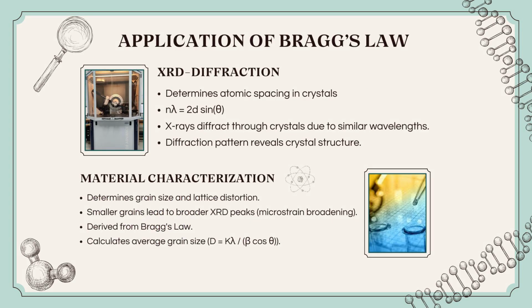Bragg's law is crucial for material characterization, helping us analyze the structure of crystalline materials. It's used to determine atomic spacing by measuring diffraction angles. In X-ray diffraction (XRD), it reveals details about crystal structure, phases, and lattice distortions. It also helps determine grain sizes, where broader XRD peaks suggest smaller grains, quantified by the Scherrer equation. Bragg's law also reveals lattice distortions, important for designing materials with specific properties, like strength or thermal stability. In short, Bragg's law bridges atomic-level details with real-world material applications.